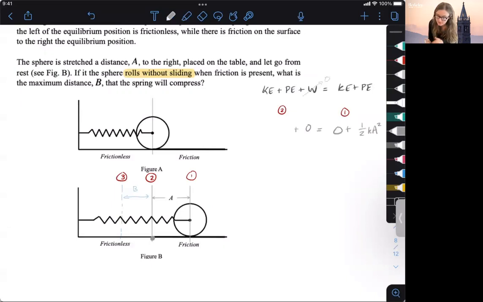But this guy will be moving, right? We're going to have an object that is rotating because we have that roll without slip. It's going to be rotating and it's going to be moving. So we're going to have rotational velocity and a linear velocity, so we're going to have two kinetic energies. We're going to have the rotational kinetic energy of 1/2 I omega squared, and then we're going to have the 1/2 mv squared.